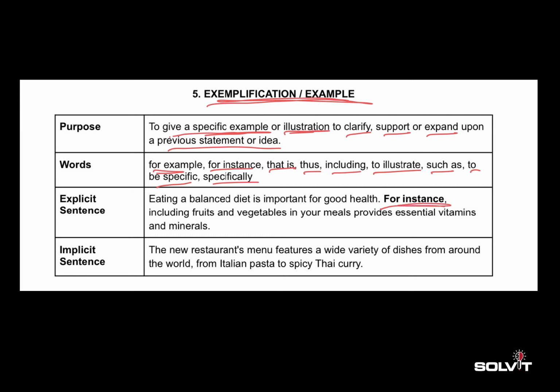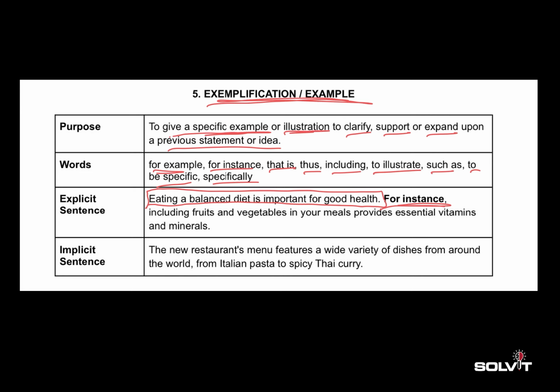For instance, including fruits and vegetables in your meals provides essential vitamins and minerals. So, what exactly is happening here? There's a statement over here in the first sentence. This is just a general statement, right? Eating a balanced diet is more important for good health.